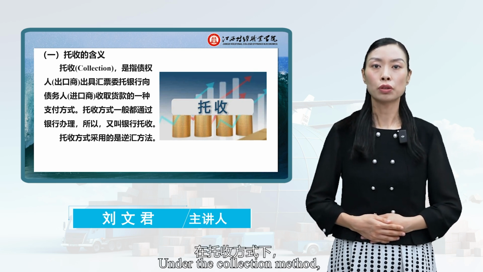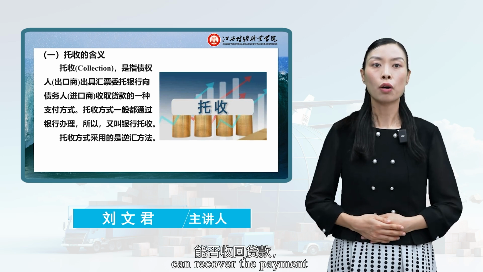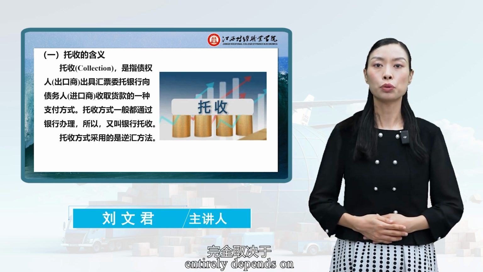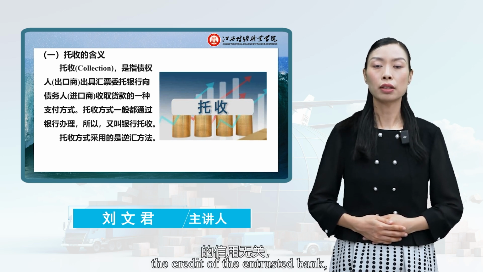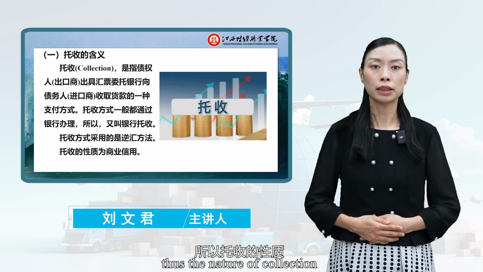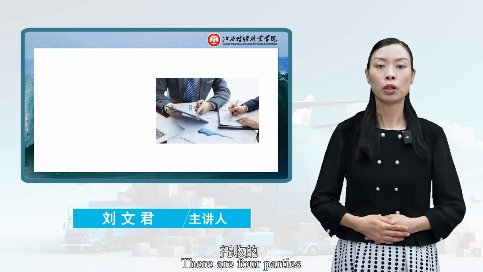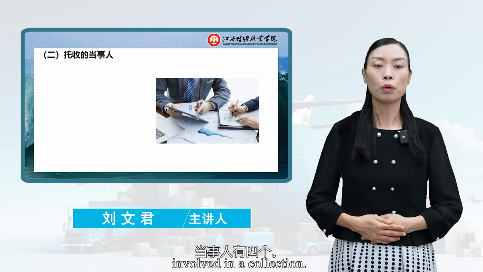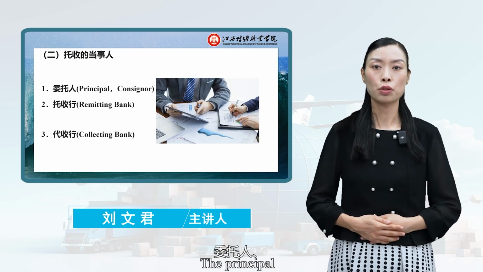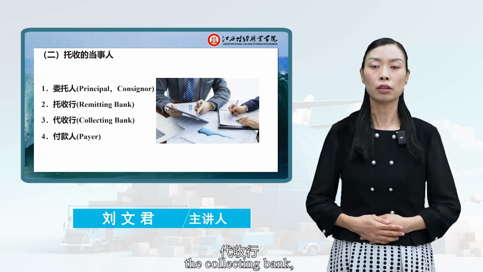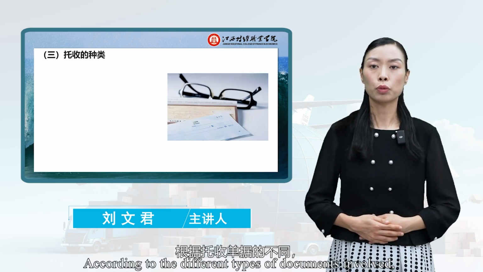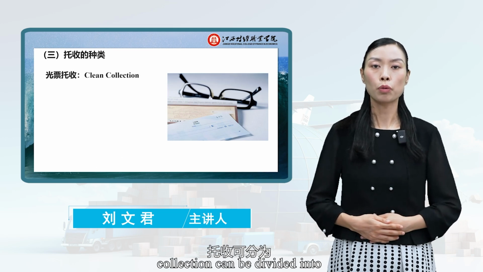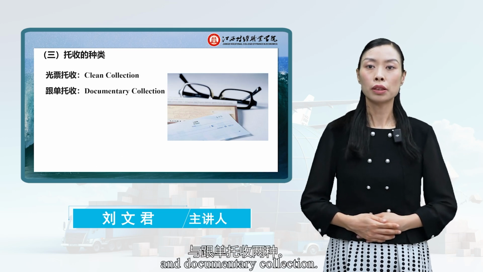Under the collection method, whether the exporter can recover the payment entirely depends on the creditworthiness of the importer, and is independent of the credit of the entrusted bank. Thus, the nature of a collection is commercial credit. There are four parties involved in a collection: the principal, the remitting bank, the collecting bank, and the payer. According to the different types of documents involved, collection can be divided into clean collection and documentary collection.